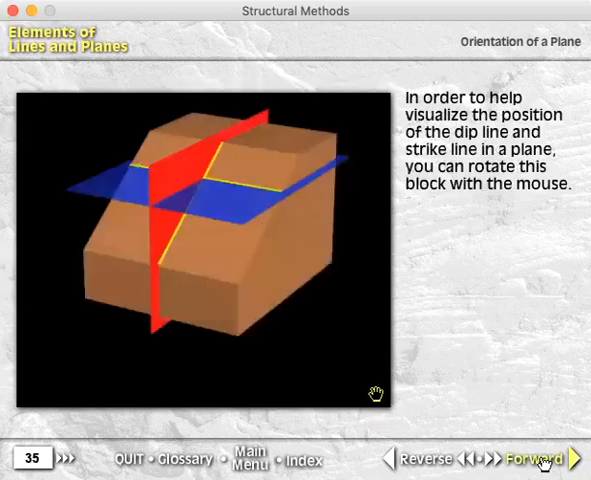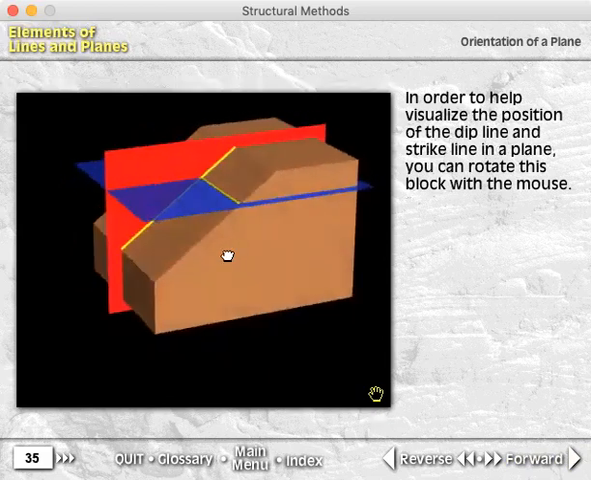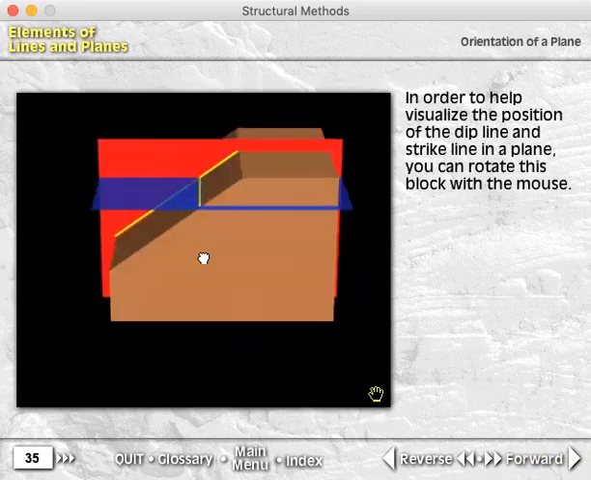In order to help visualize the position of the dip line and strike line on a plane, you can rotate this block with the mouse. Note the yellow hand symbol in the lower right of the diagram. Such a symbol alerts you to the fact that the diagram can be rotated by holding down the mouse button and moving the mouse. So we can rotate this and take a look at it from a little bit from the side. Maybe that's a little bit easier to see.